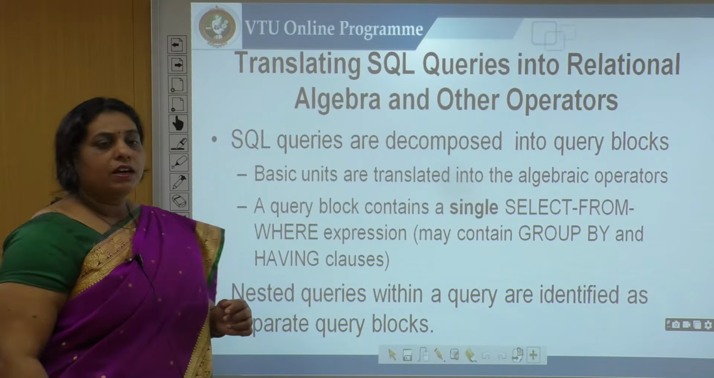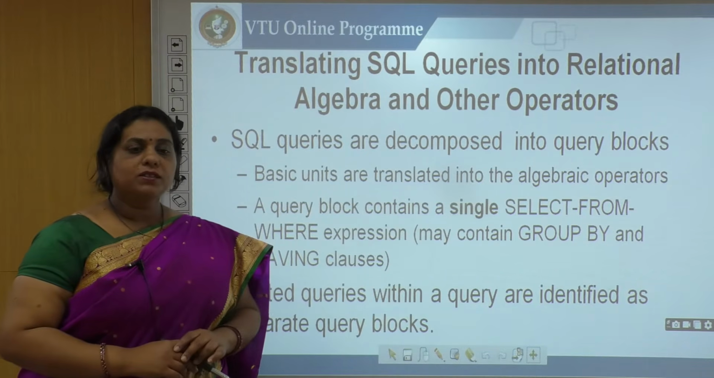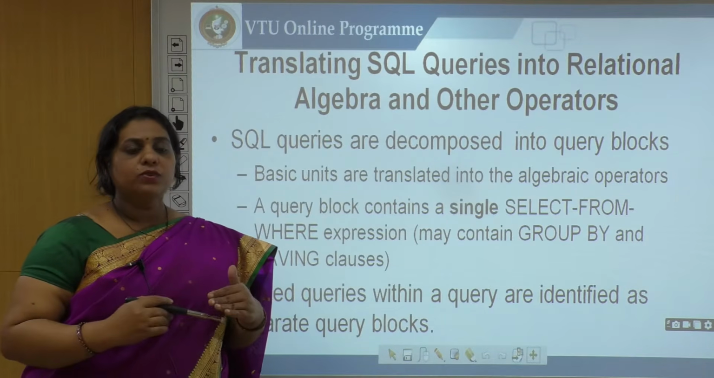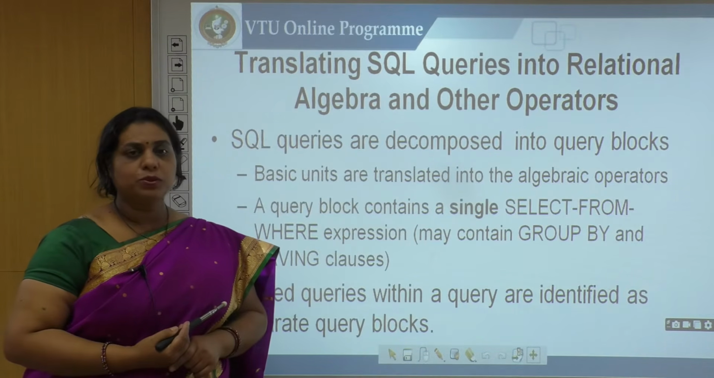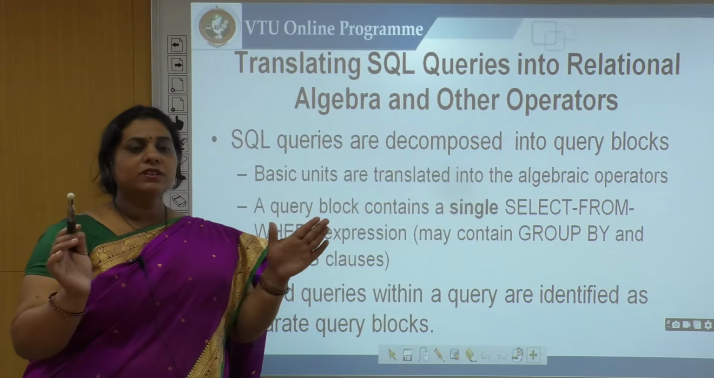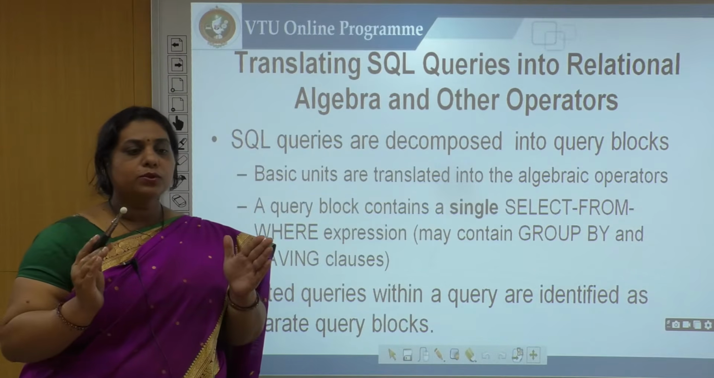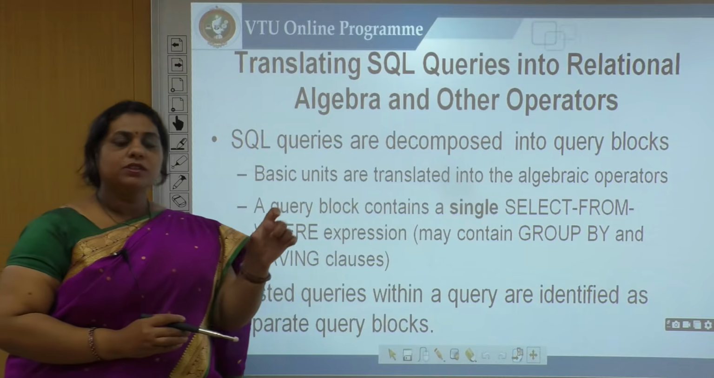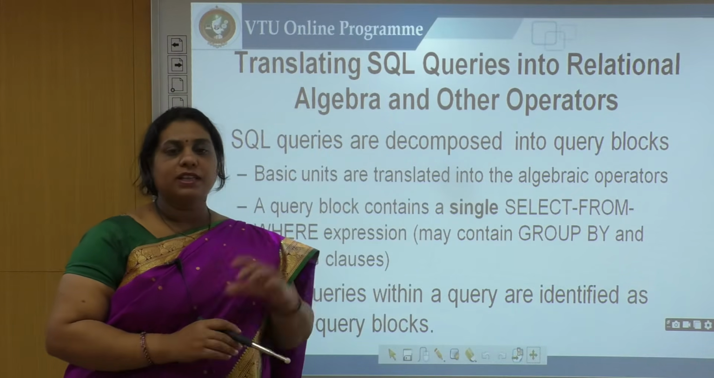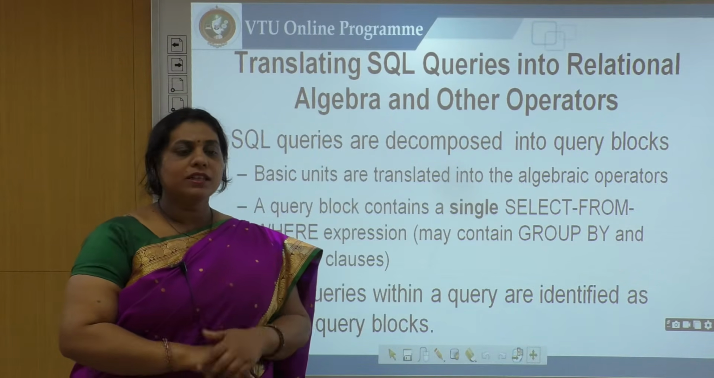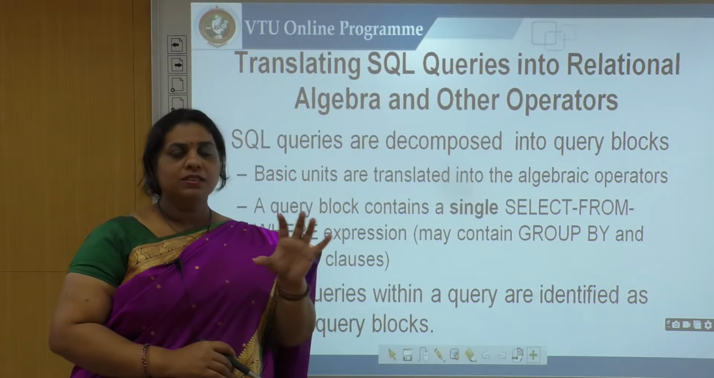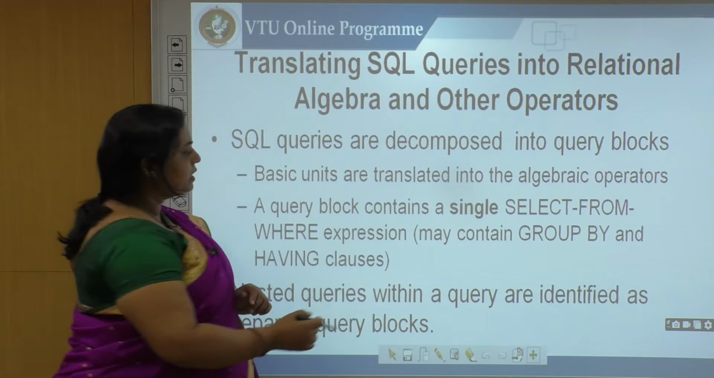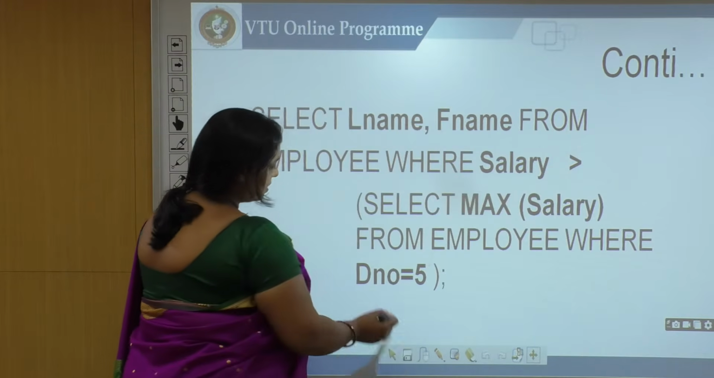Next is, when a complex query is given, the database will work step by step. The query processor will split your complex queries into smaller basic units and it will execute a single query at a time, right? What I mean by a simple basic block is a block with a single select from where, which may consist of group by as well.